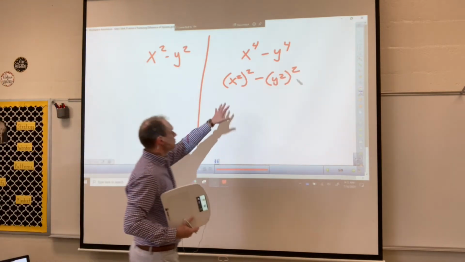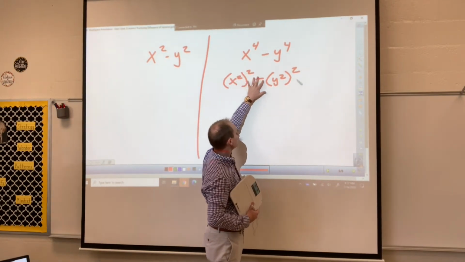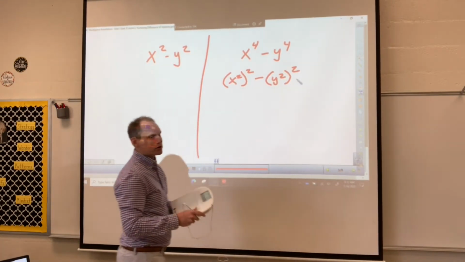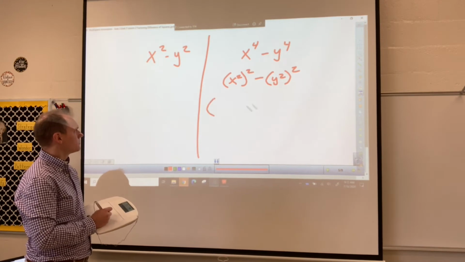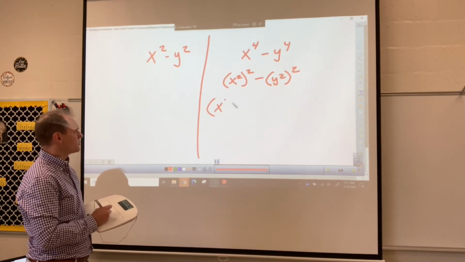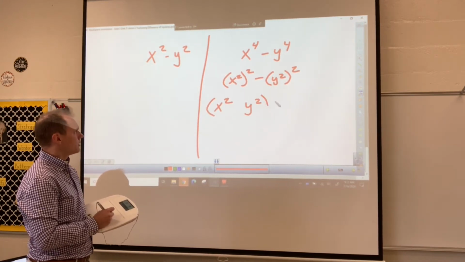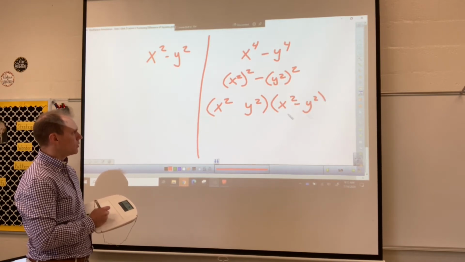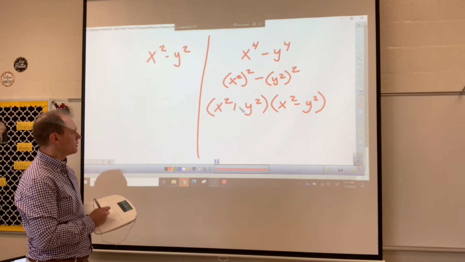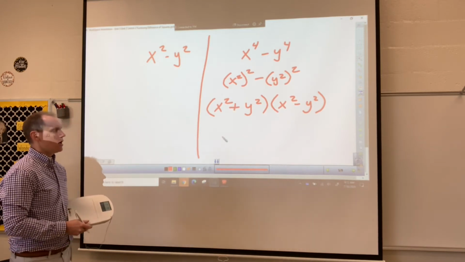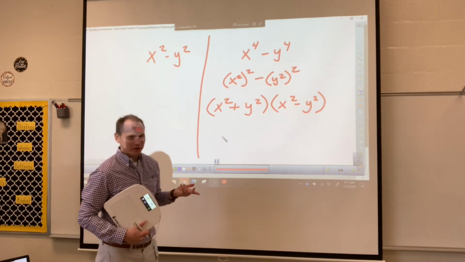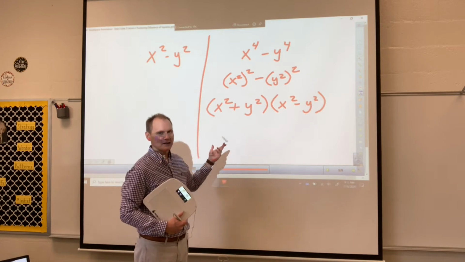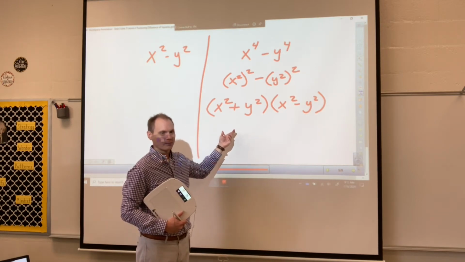So now it's the difference of two squares, right? It's this squared minus this squared. So then what's going to go in our parentheses? X squared and y squared. Yeah, x squared and y squared. Again, one of them is going to be the sum, and one of them is going to be the difference. What's cool about this one is that we can actually take it one step further.